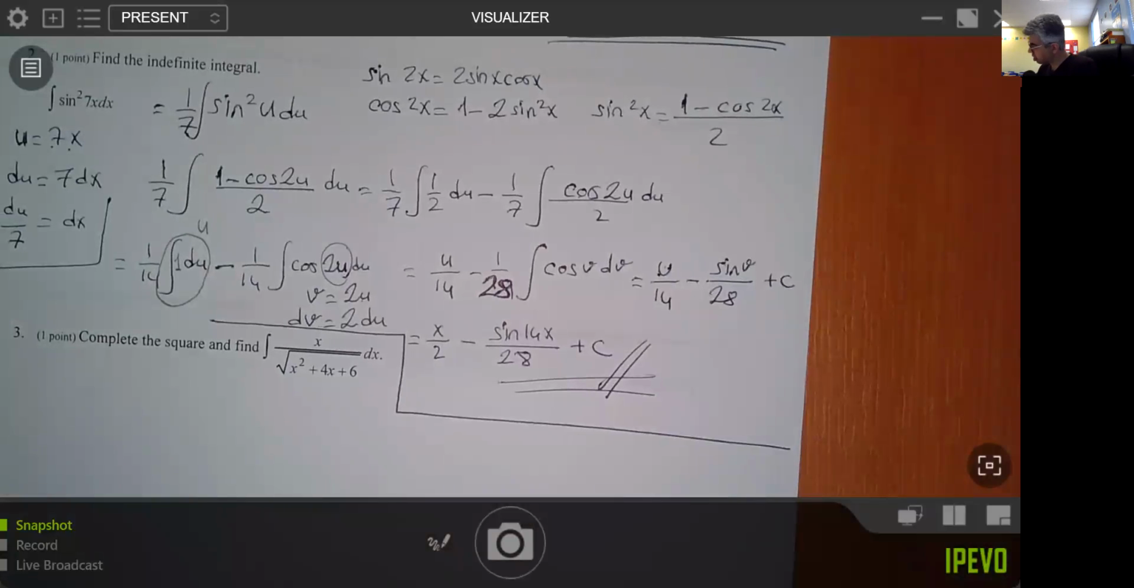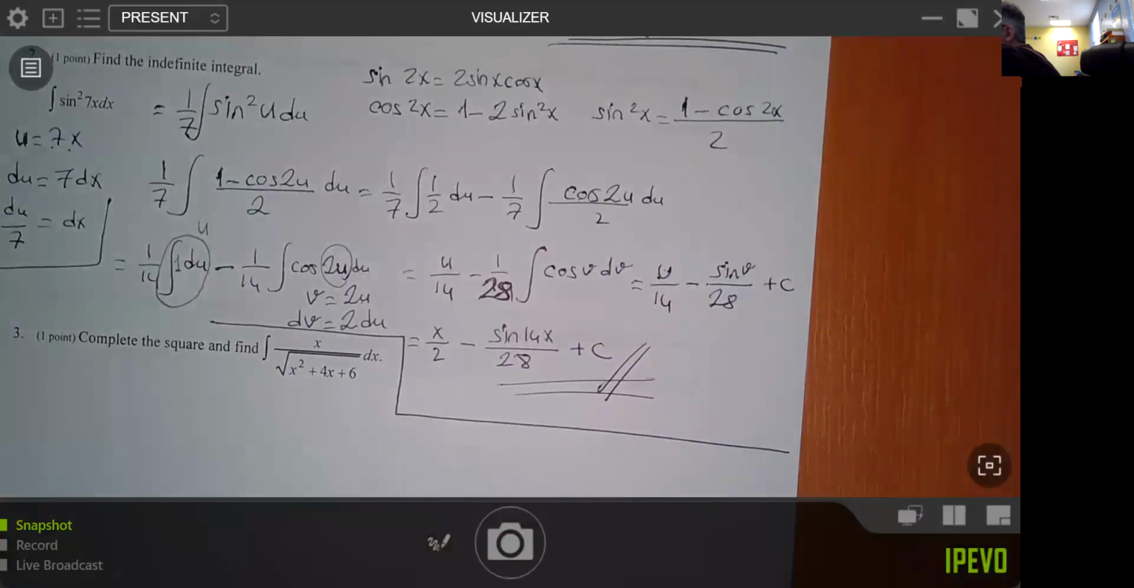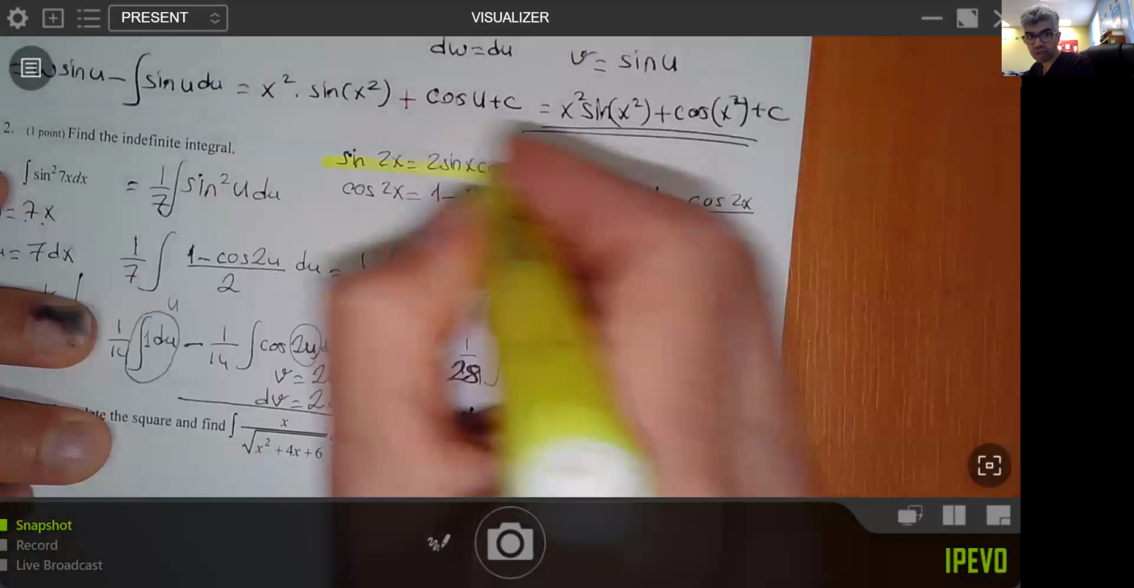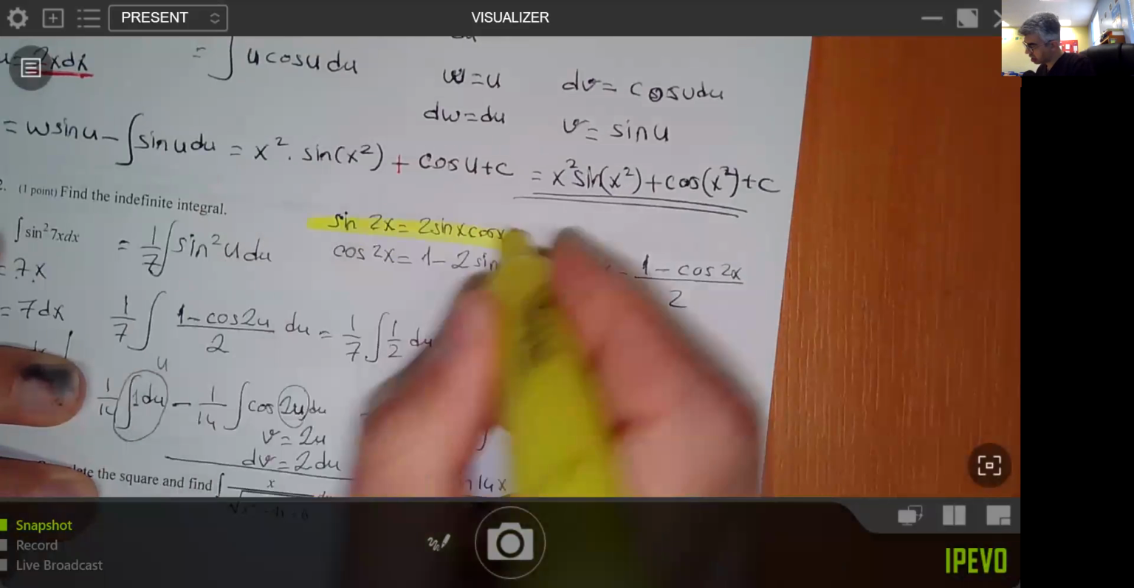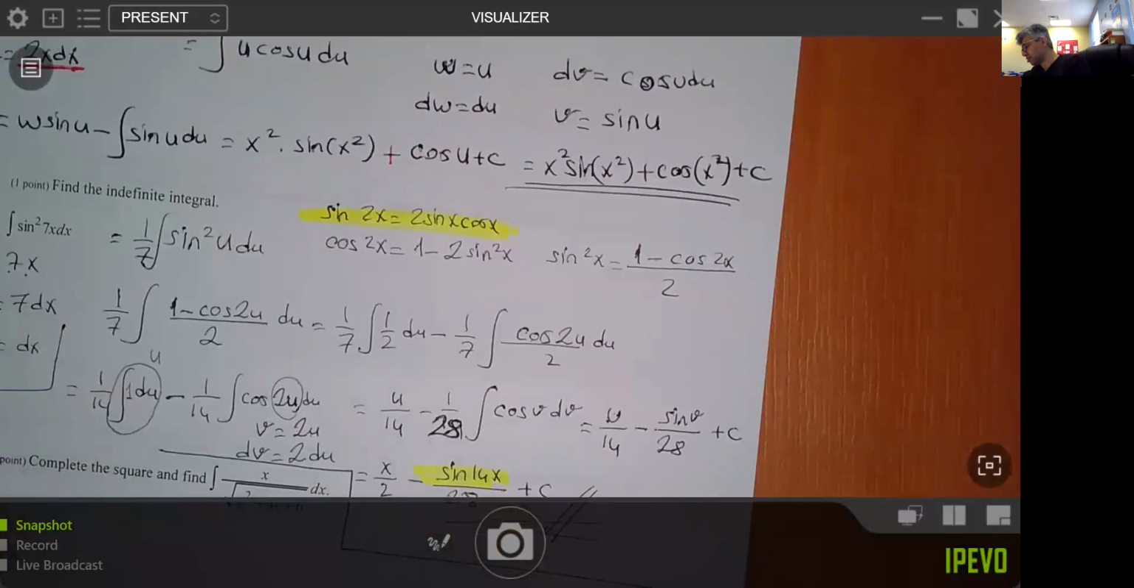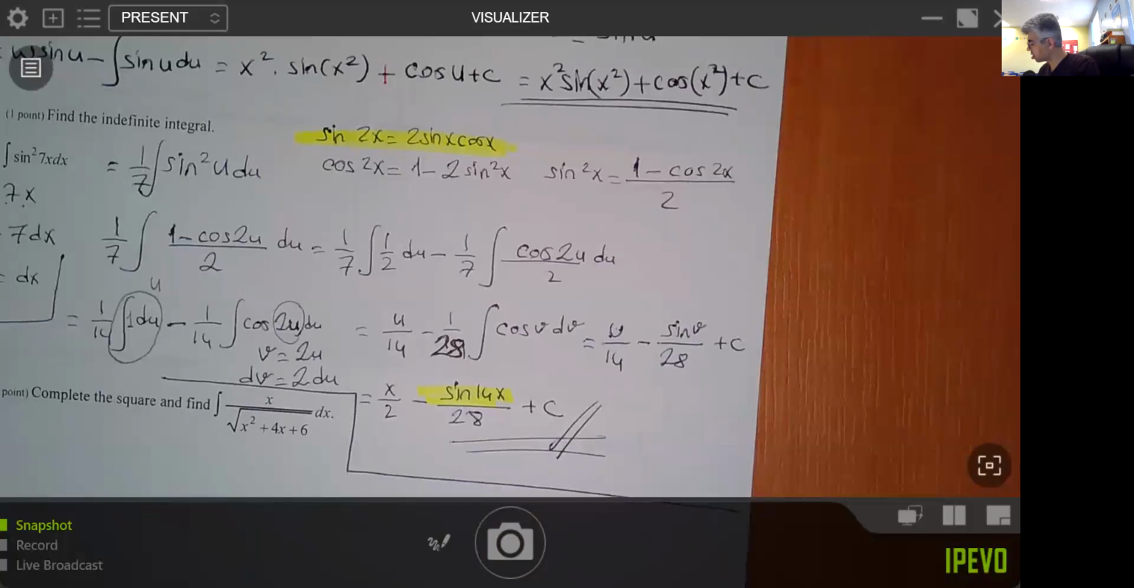We can use this one, guys, here. Yeah, I just checked the answer and it is maybe more clear. So we can use this one. So this is sine 14x. I can write it as 2 sine 7x and cosine 7x, and 7x over 14.